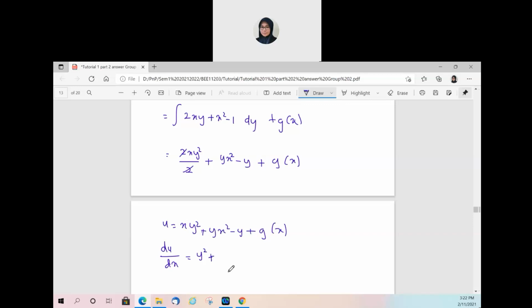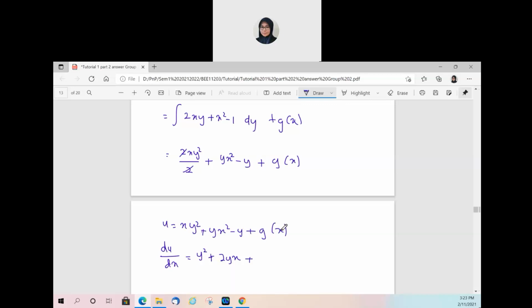2yx. 2 bawa sini x ke depan. 2y, x, 2 ni tolak 1 jadi x kuasa 1, betul? Betul. Tolak minus y. You differentiate y terhadap x, you will get minus y. Constant. You differentiate constant, then your answer will be zero. Kosong. So 0.